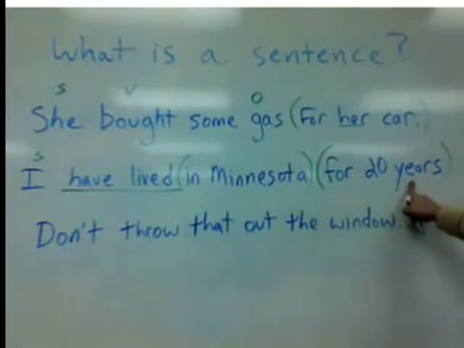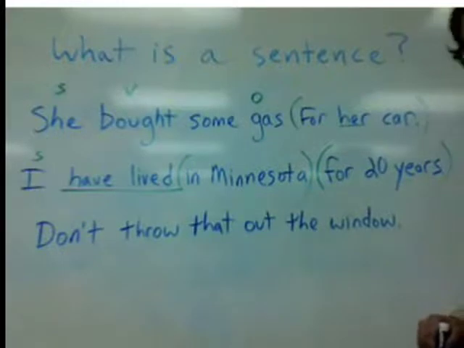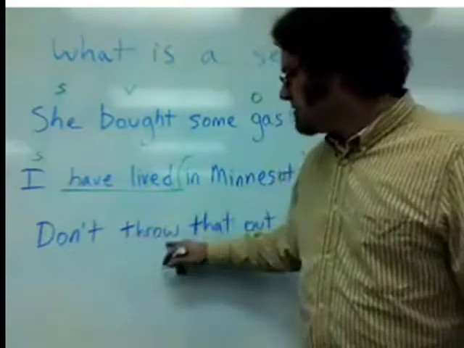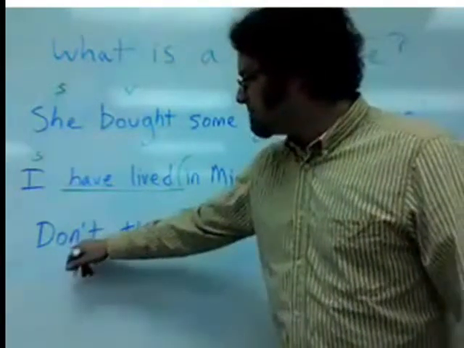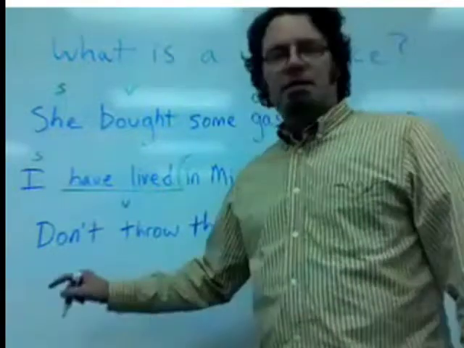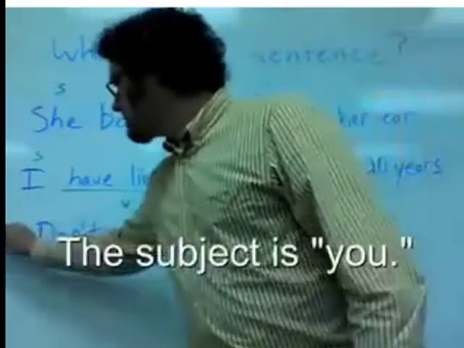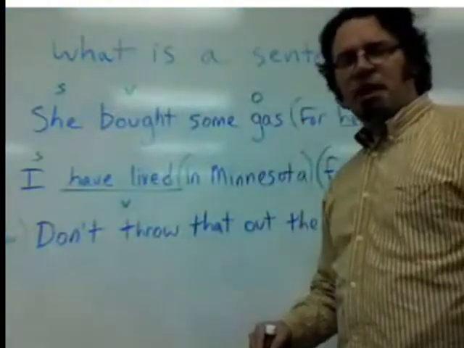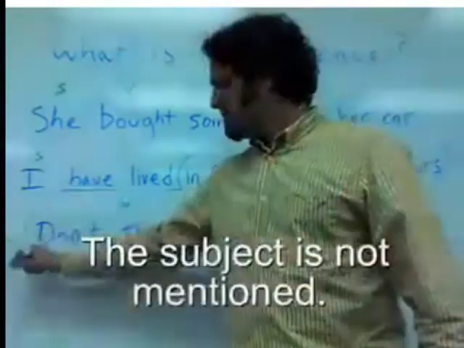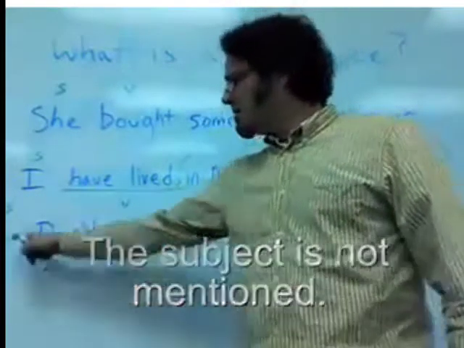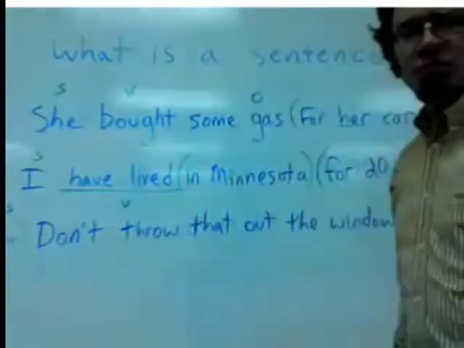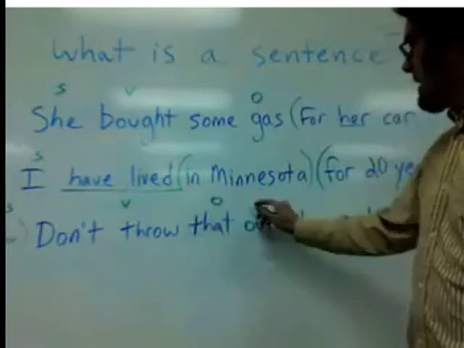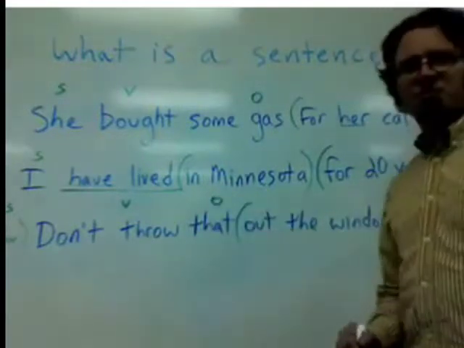The last sentence here, don't throw that out the window. Don't throw. The main verb is throw, it's negative, and the subject is you. This is in the imperative form. It's a command telling somebody not to do something. The subject is not mentioned. However, the subject is you. That is the object. Out the window is a prepositional phrase.